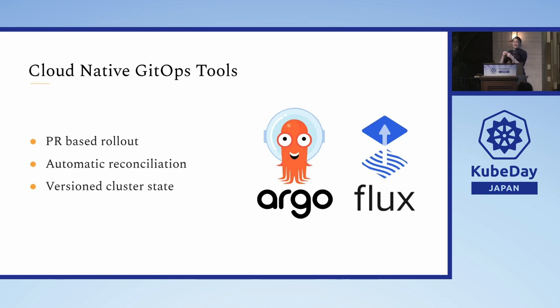Being a graduated project means that you have a very mature project that has a lot of adoption and contributions from different organizations. But more importantly, it has a sustainable roadmap with functionalities that can solve the problems that the tools will need to solve in the future.